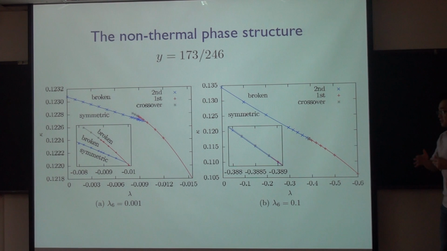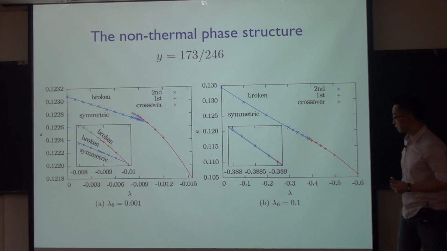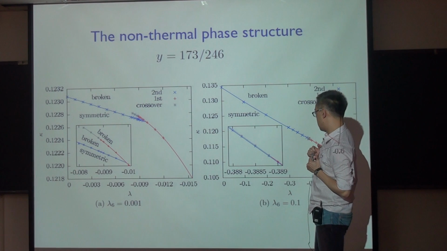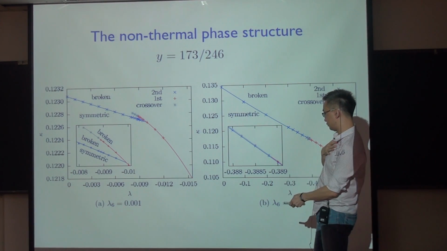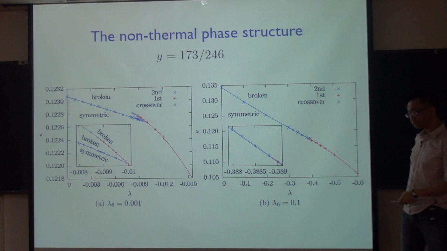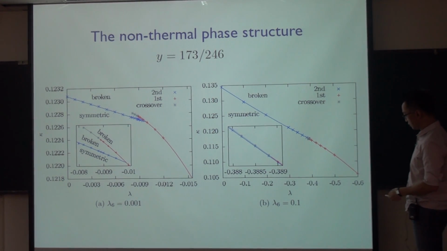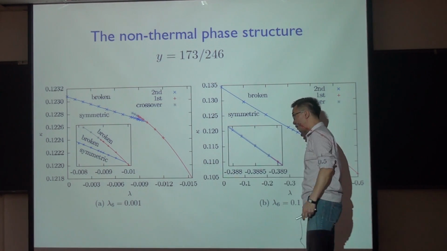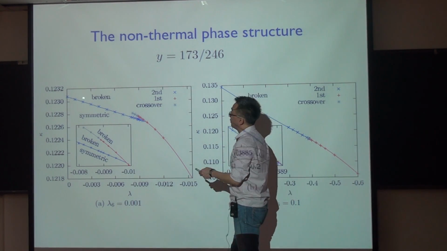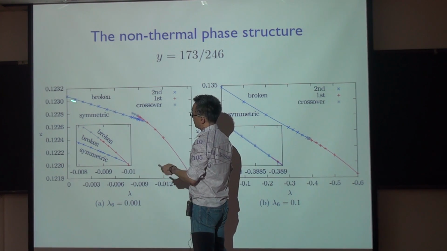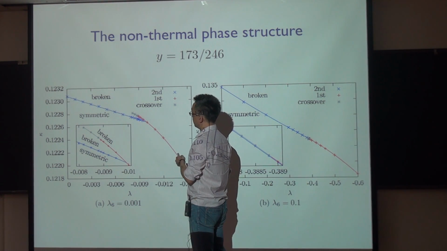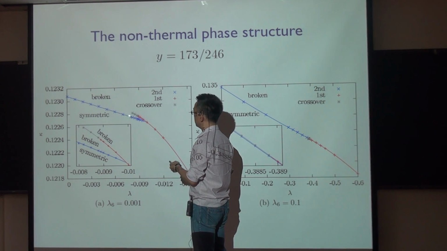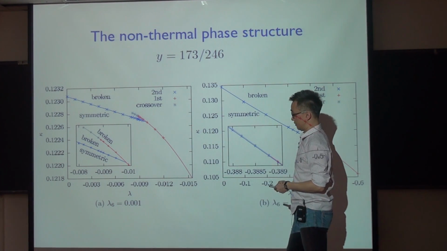Okay? So we actually did a lot of scanning for this system, and these are the phase structures that we mapped out for these two choices of lambda 6. The x-axis here is the bare quartic coupling, and the y-axis here is the hopping parameter of the scalar field. You see that the blue line here, for example, is a line of second order phase transition, or these points are of second order phase transition, and this red line is a line of first order phase transition.